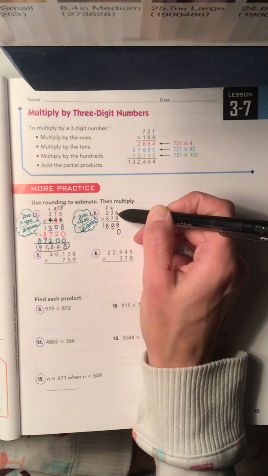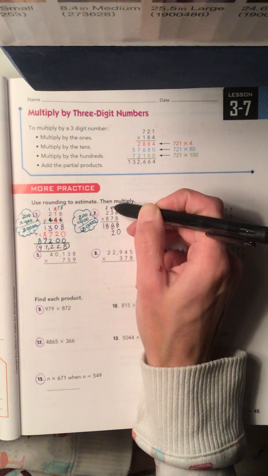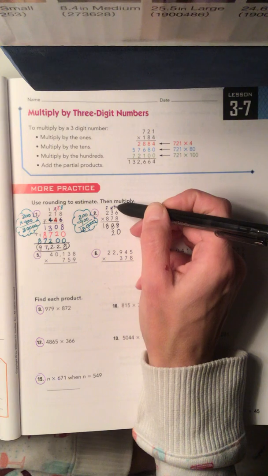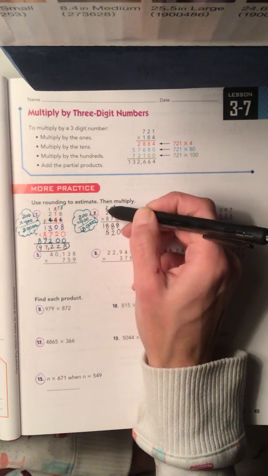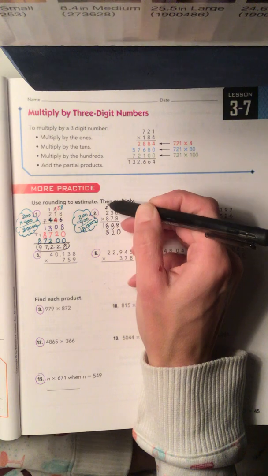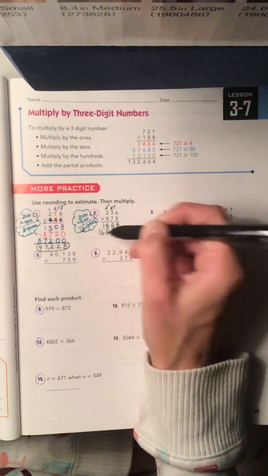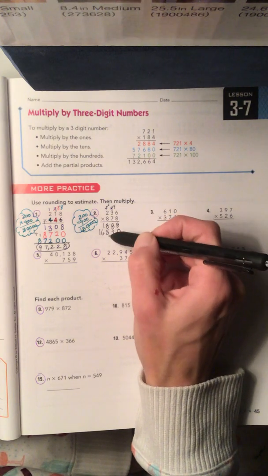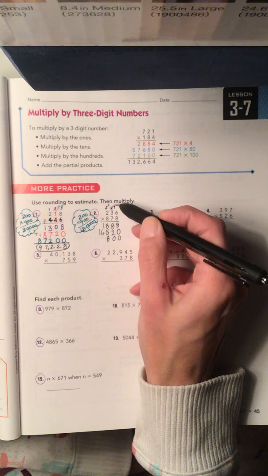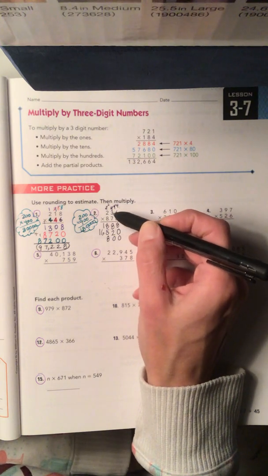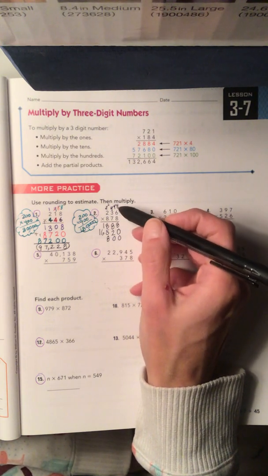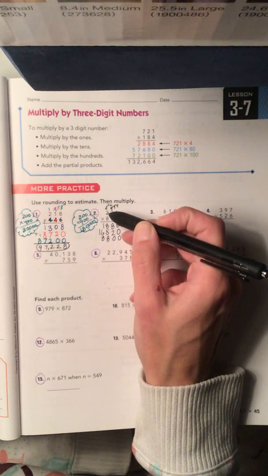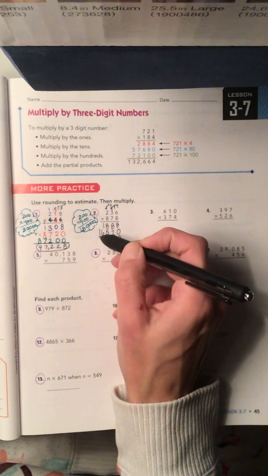7 times 6, 42. 7 times 3, 21, plus 4, 25. 7 times 2 plus 2, 16. 2 zeros now. 8 times 6, 48. I'm still using the 4s over and over again. 8 times 3 plus 4, that's 24 plus 4, 28. 8 times 2 again, plus 2, 18.